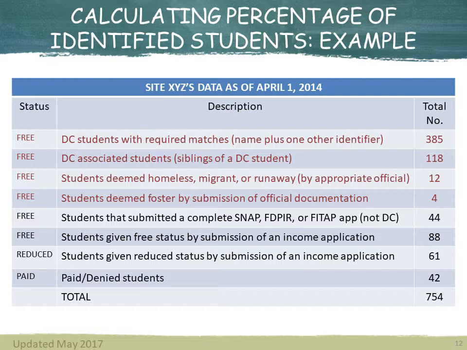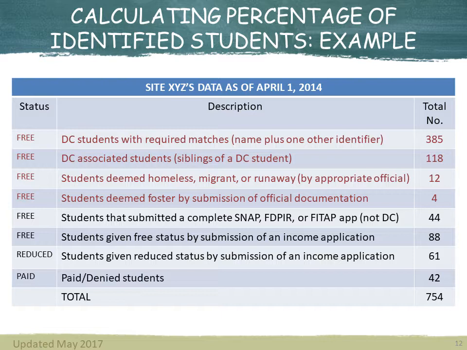So you have some kind of list, you have some application, whatever it is that you have in your parish, how you're keeping track of that information. You should have that available. And then students deemed foster by submission of official documentation. So if you can get a list, if you can get the placement papers, whatever it is that you can get from someone other than from the household on that application.